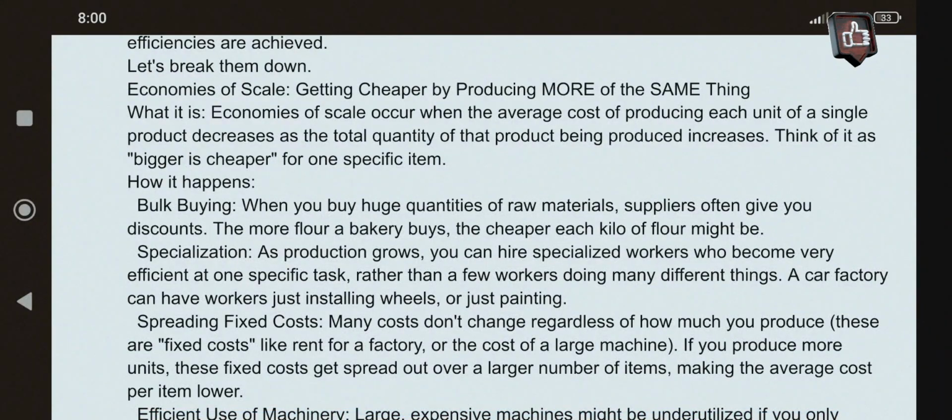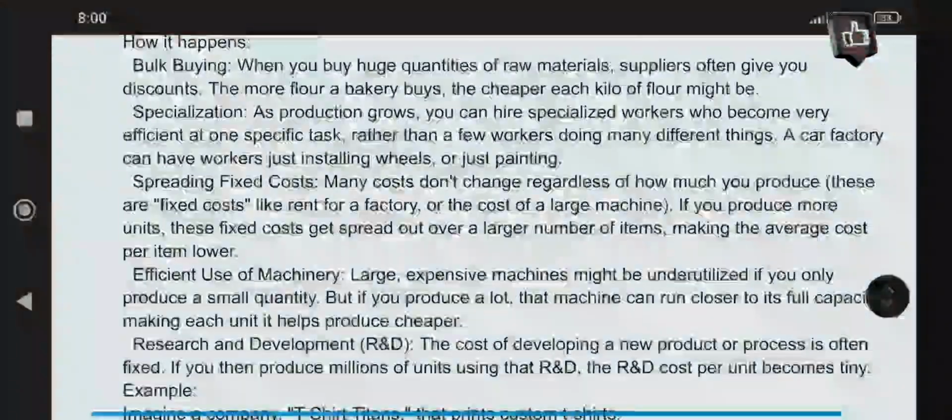Let's break them down. Economies of scale. Getting cheaper by producing more of the same thing. What it is: economies of scale occur when the average cost of producing each unit of a single product decreases as the total quantity of that product being produced increases. Think of it as, bigger is cheaper, for one specific item.